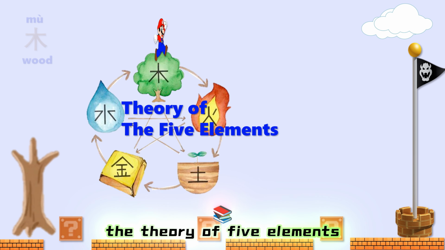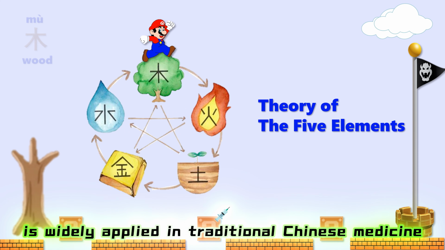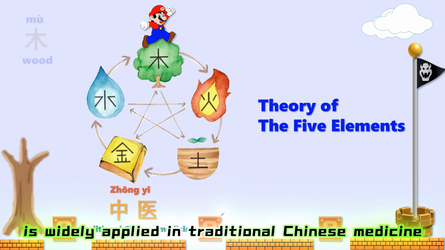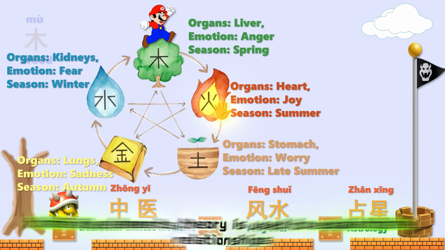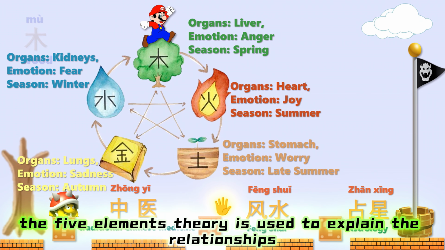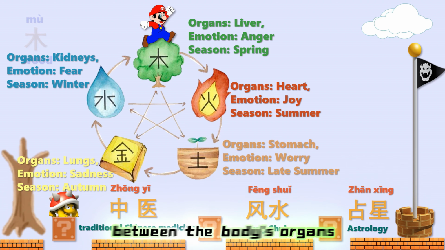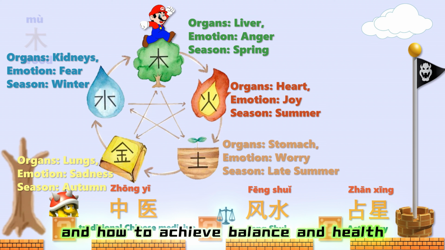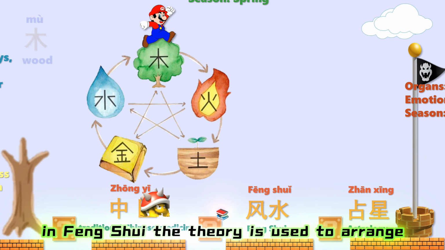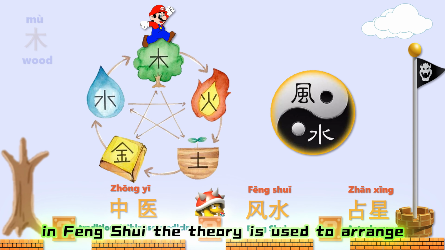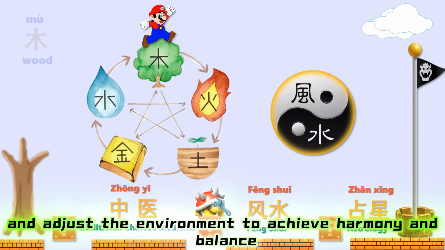The theory of 5 elements is widely applied in traditional Chinese medicine, Feng Shui, and astrology. For example, in traditional Chinese medicine, the 5 elements theory is used to explain the relationships between the body's organs and how to achieve balance and health by regulating these elements. In Feng Shui, the theory is used to arrange and adjust the environment to achieve harmony and balance.